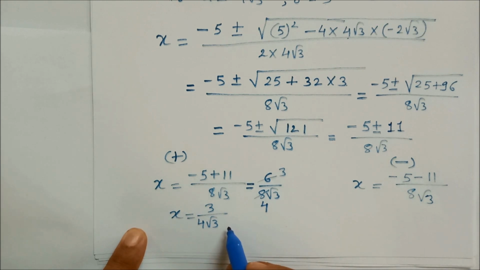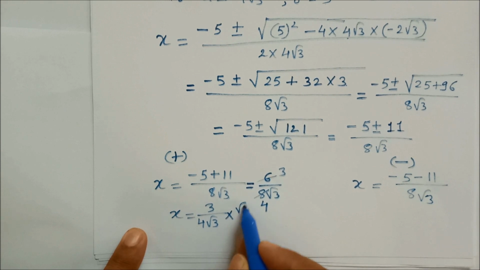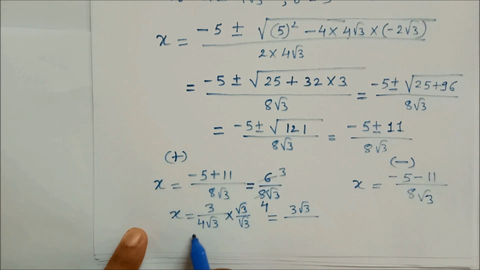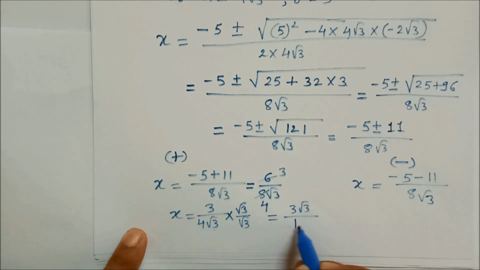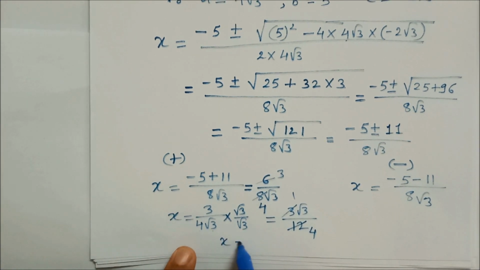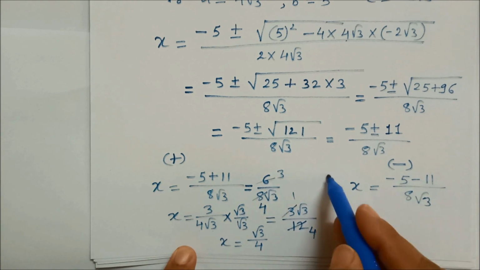And since we cannot leave an irrational number in the denominator, we have to rationalize it. So we multiply root 3 in the numerator as well as in the denominator. So here we have 3 root 3 upon 4, root 3 into root 3 is 3, 4 3s are 12. We can cancel it now, 3 1s are 3, 3 4s are 12. So the value of x is root 3 upon 4.